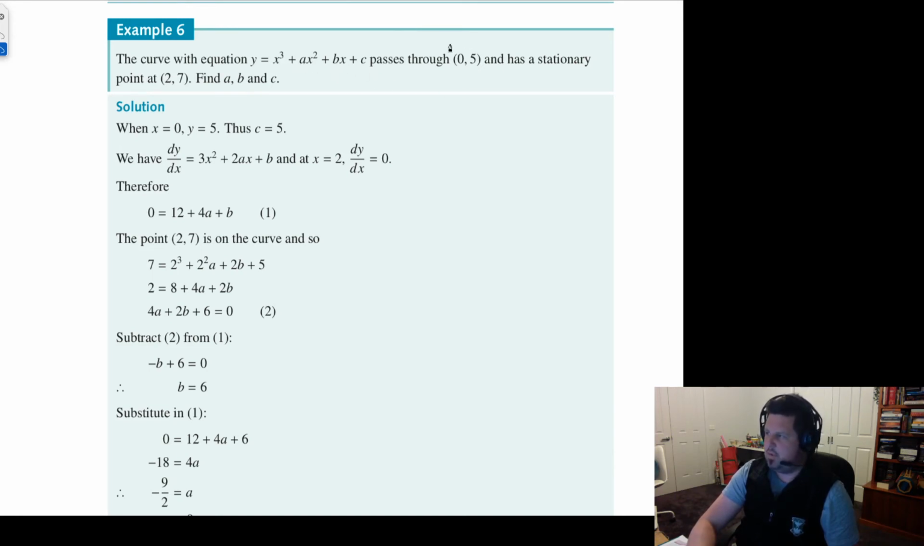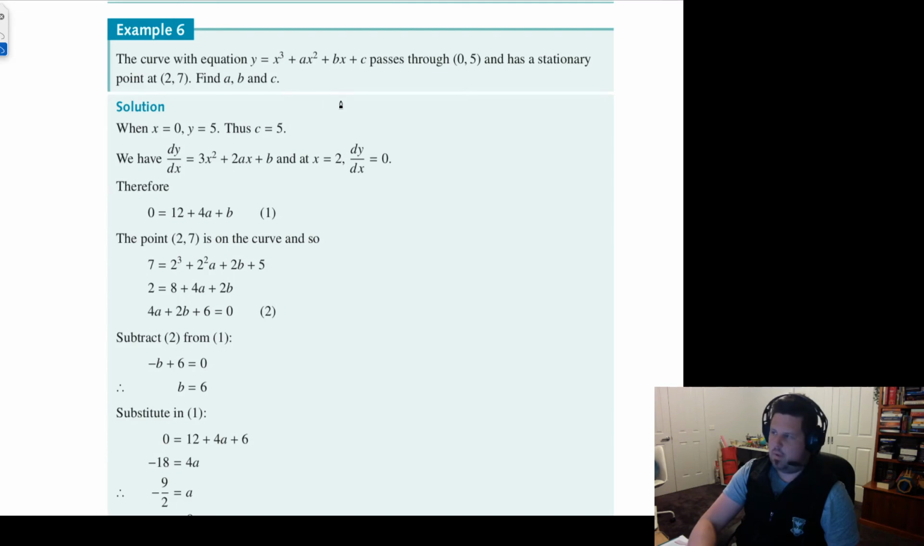So essentially we'll need to use these pieces of information to generate some equations, and then we're going to have to solve those simultaneously. The first thing they're saying is, given that it passes through the point (0, 5), when x equals 0, y equals 5. If you substitute x equals 0 into the equation, those terms are going to be 0, which leaves c being 5. So we can get that statement there.